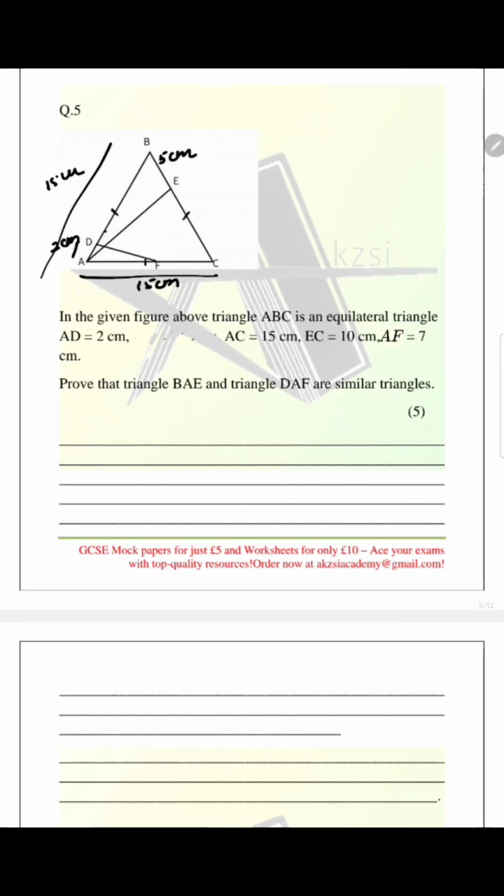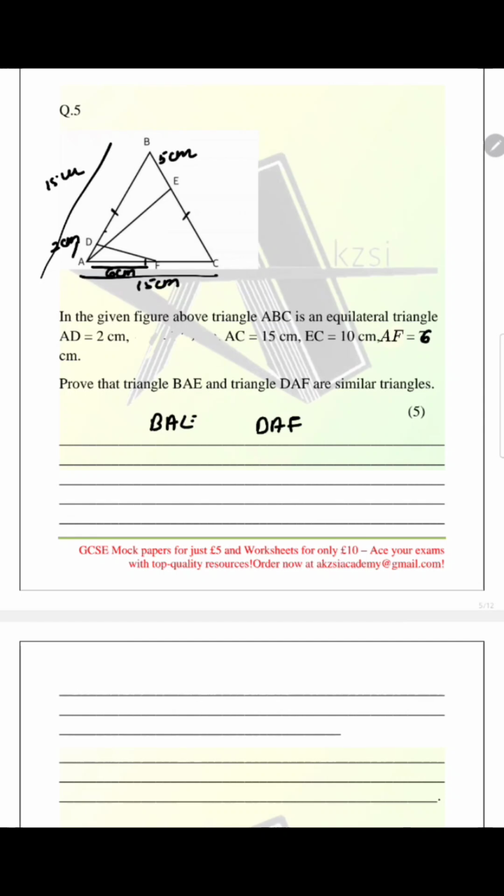EC is 10 centimeters. Okay, now AF is 7 centimeters. So AF, sorry, this is actually 6. This is 6 centimeters. This part is 6. So AF is 6 centimeters. And what else is given? Okay, it's fine. So now we have to compare BAE and DAF.